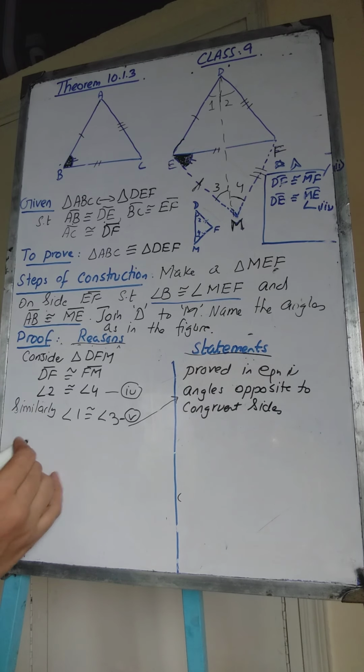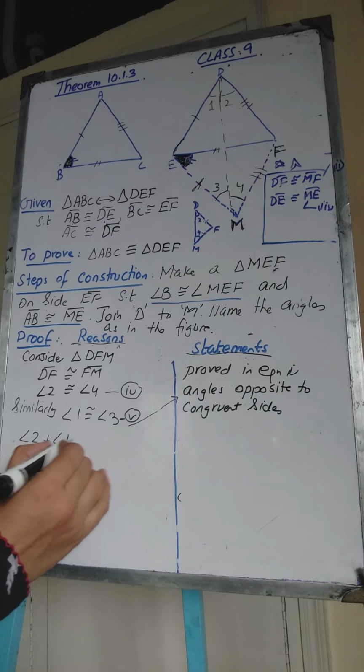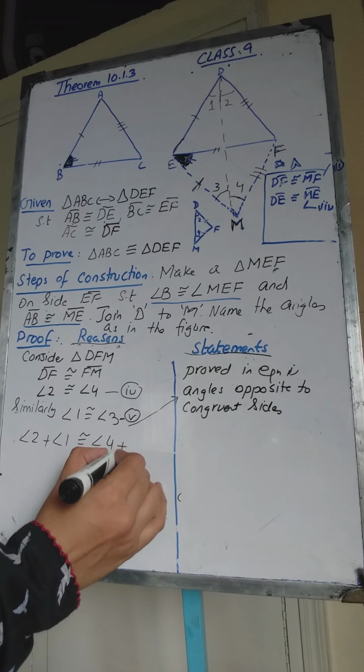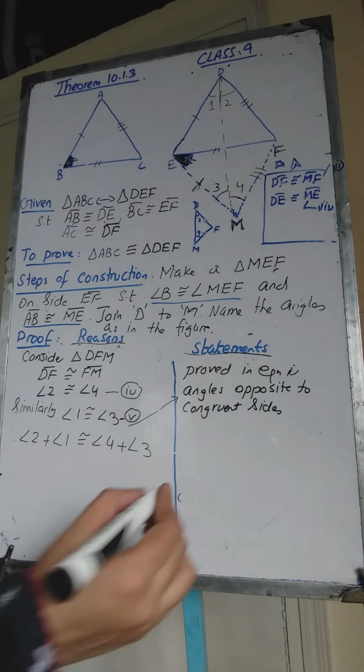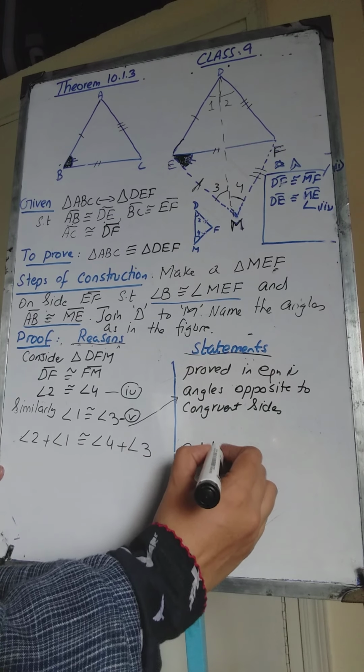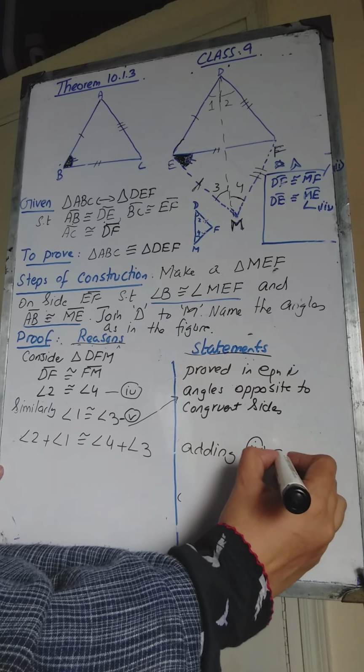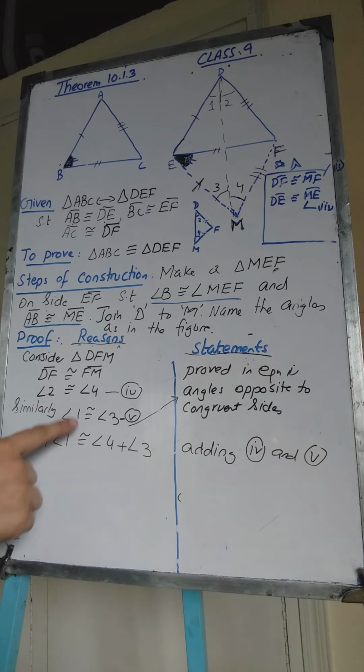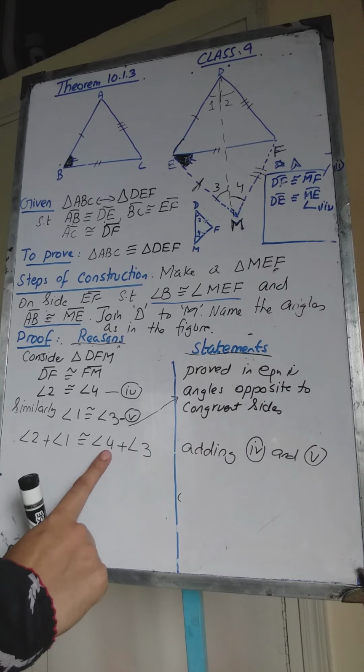Now adding these two, adding equations 4 and 5: angle 2 plus angle 1 will be congruent to angle 4 plus angle 3. We can always add two equations. If angle 2 is congruent to angle 4, and angle 1 is also congruent to angle 3, we can add these two equations. The method is that the left hand side will be added to the left hand side, and the right hand side to the right hand side. Now this means that angle 2 plus angle 1 is congruent to angle 4 plus angle 3.